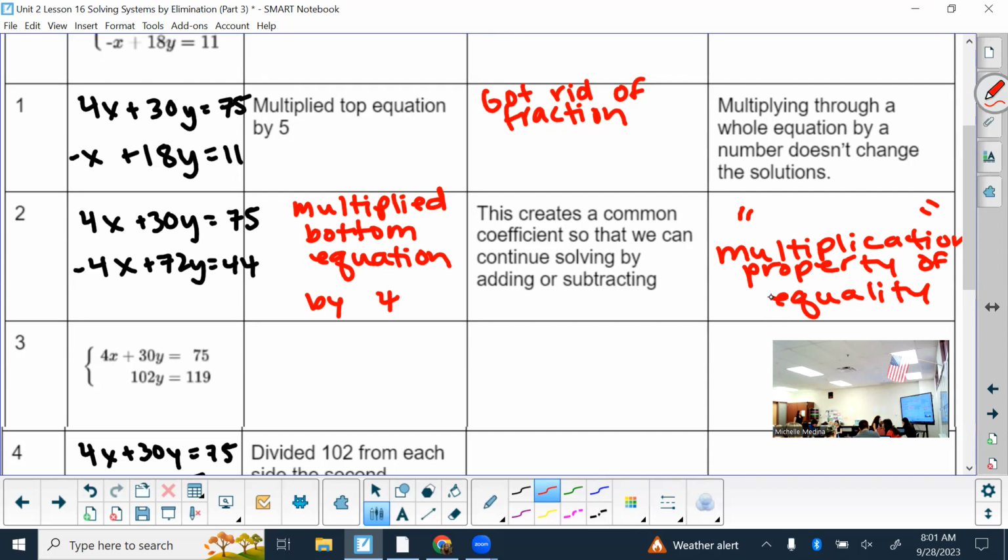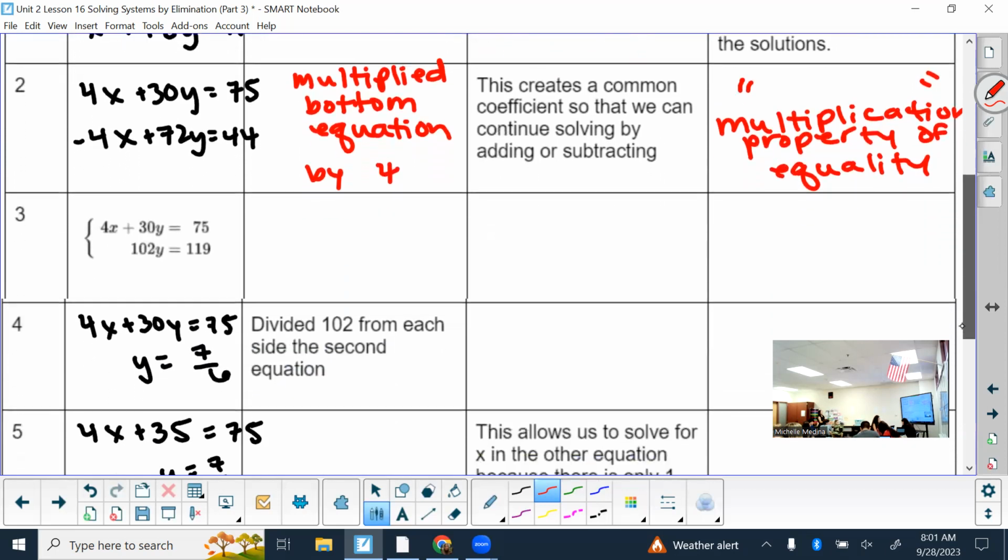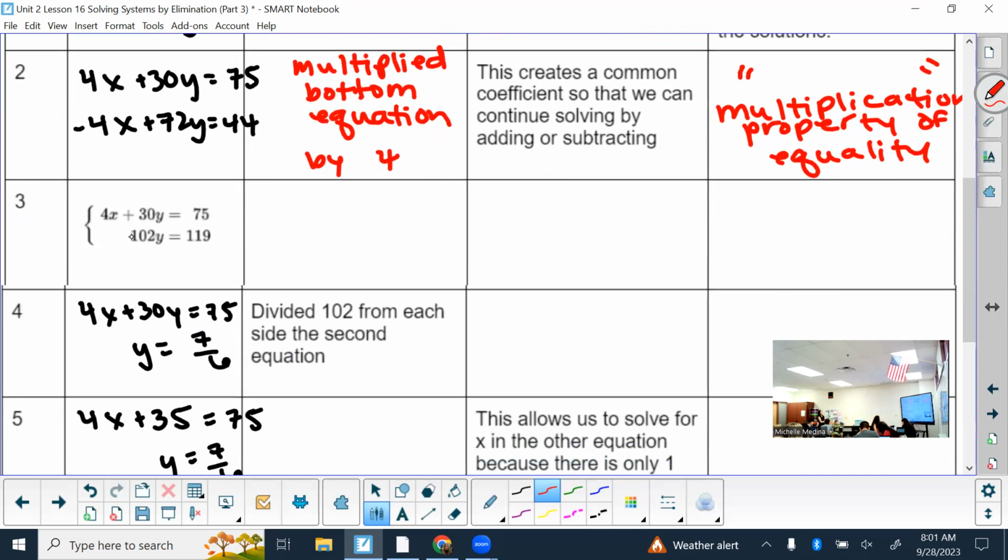All right, and if you were struggling, well, look, the top equation didn't change at all. Only the bottom one did. And how can I go from negative x to negative 4x? Well, I can multiply by 4 and then see if they did that to each term. And they did. 18 times 4 is 72. 11 times 4 is 44. So that's what they did. Now, what does it look like they did going from this step to the next step? So top equation is still the same.